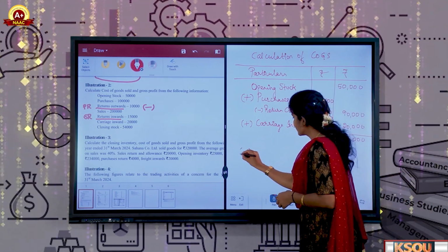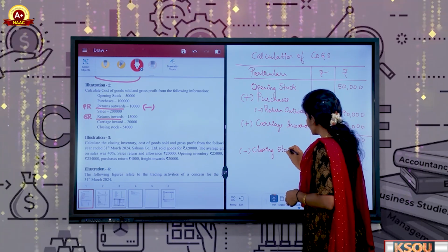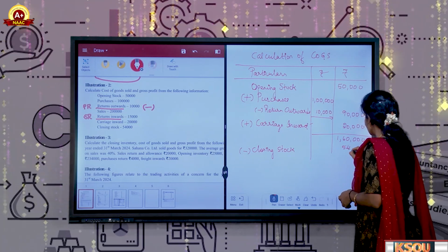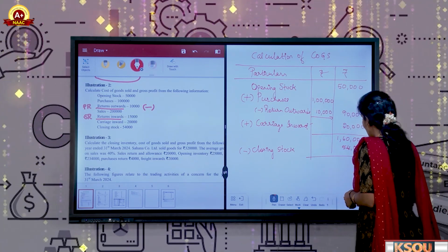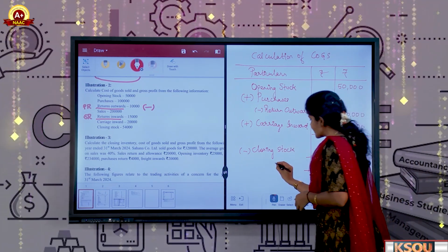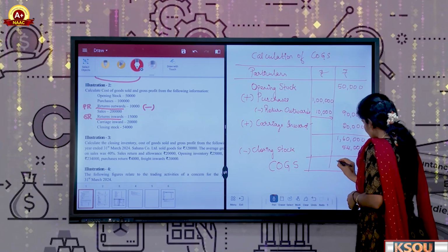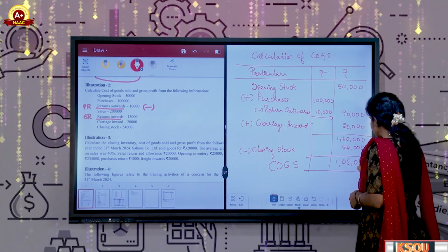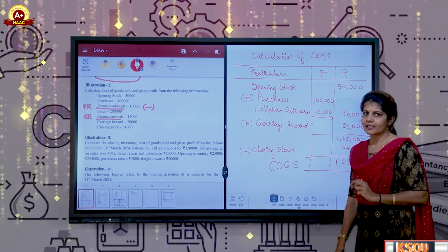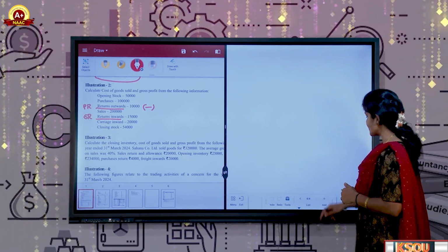Now deduct closing stock. Closing stock. So the amount of closing stock is 54,000. If you take the difference of this, the balance we get is called the cost of goods sold. So that difference is 1,06,000. So now we have calculated the cost of goods sold like earlier. Now let us calculate the gross profit.